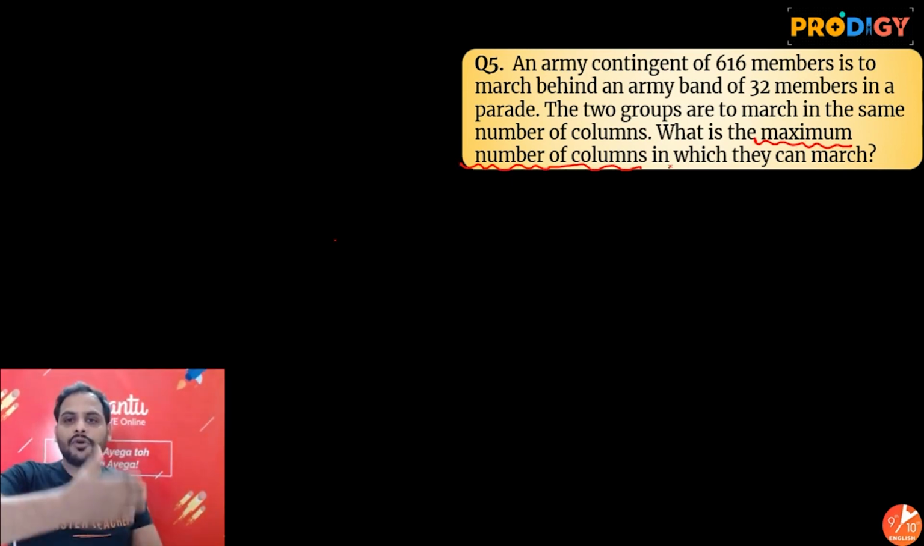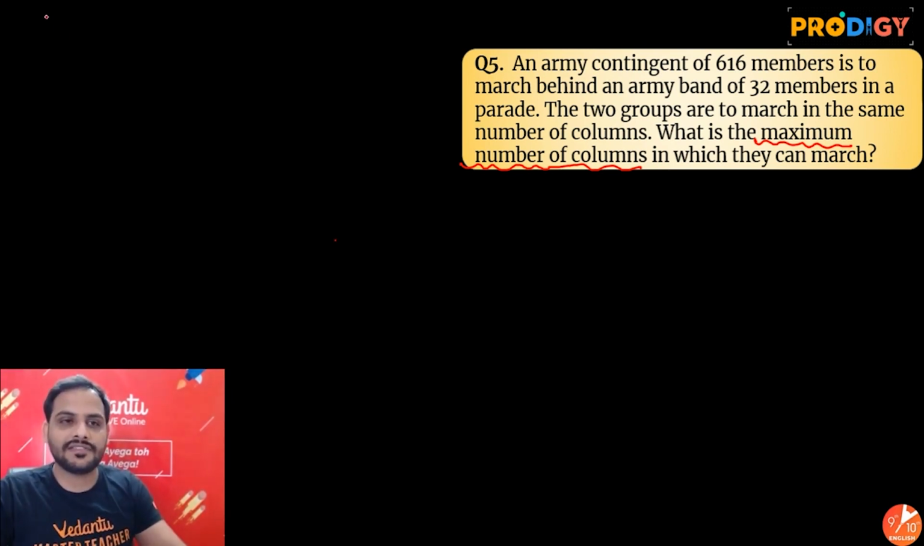Maximum number means what is the maximum number which will divide both. Maximum number dividing both will be HCF. So we have to find out the HCF of 32 and 616. So what are we waiting for? Let us find it out quickly.